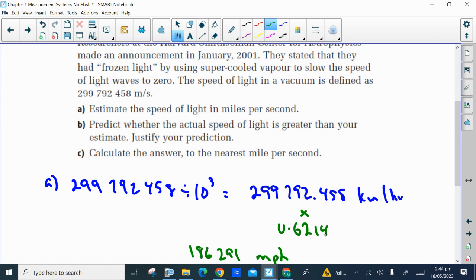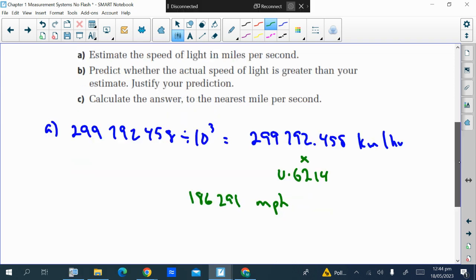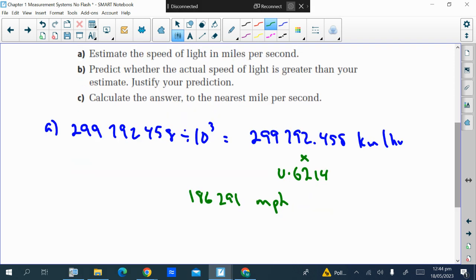We've actually gone straight to part C, which was calculate the answer to the nearest mile per second, which is what we did. So I did put mile per hour there. Should be miles per second. So let's fix that.